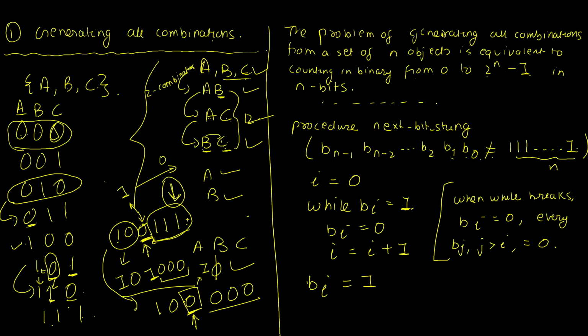So initially if it is a 1, keep flipping into a 0 and eventually you'll find a 0 and break. And when you break, flip that particular 0 into a 1. And this will give the next binary number.